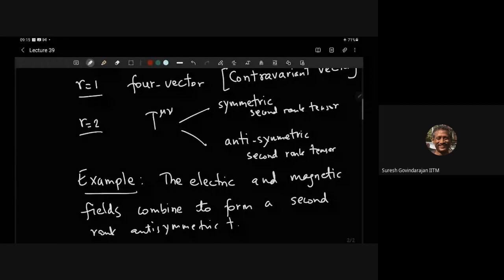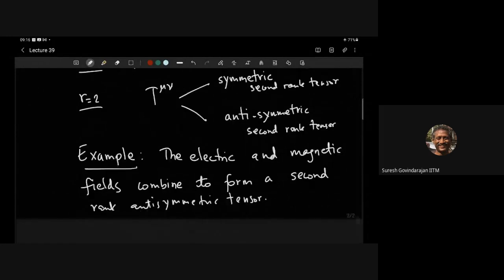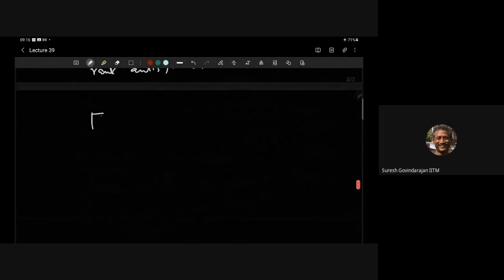You can go back and check. Antisymmetric means mu takes 4 values, nu also takes 4 values. Antisymmetry will tell you 4 into 3 by 2, 6. So you can see that an antisymmetric second rank tensor under SO(1,3) has 6 components. E is 3 and B is 3, so the numbers work out. But we can be much more precise, so we'll just call it F mu nu.